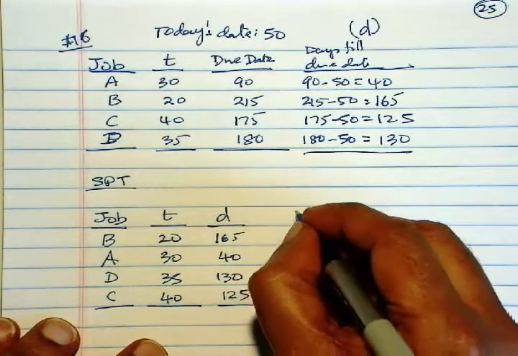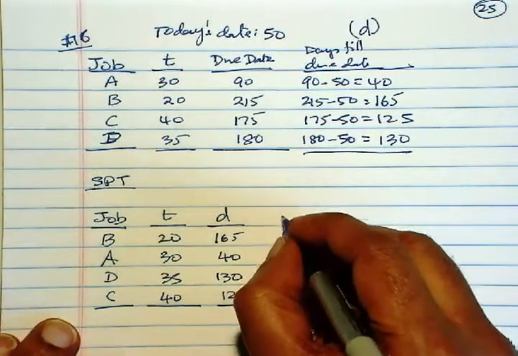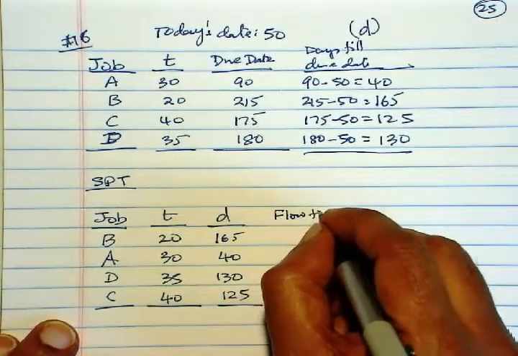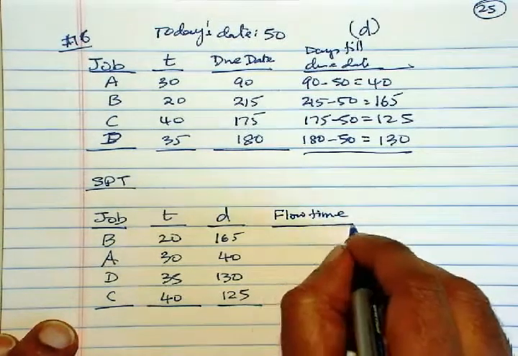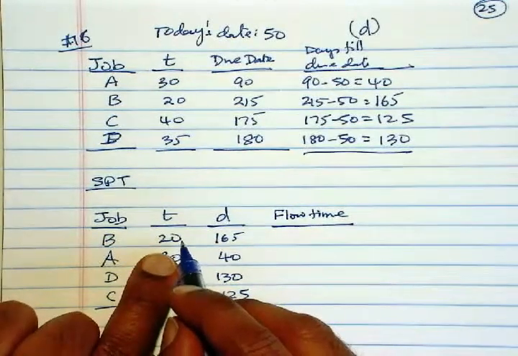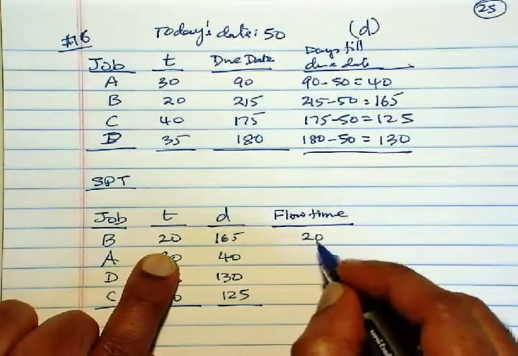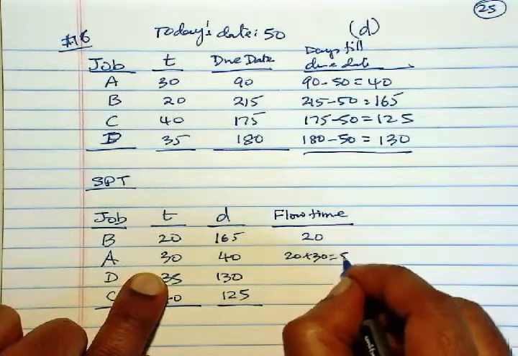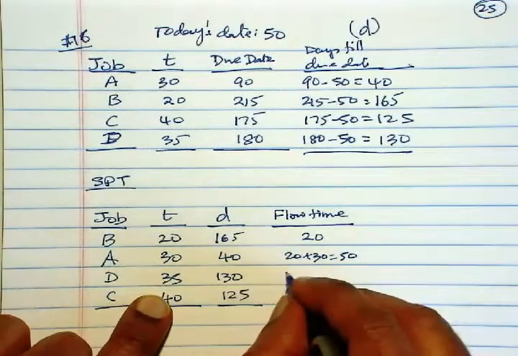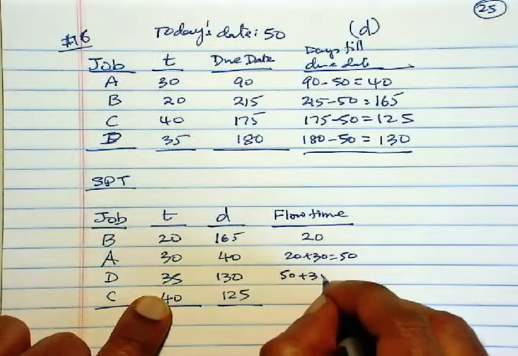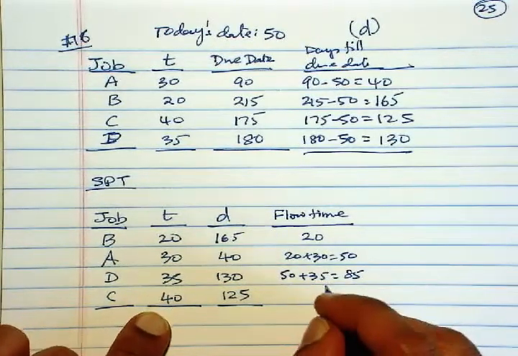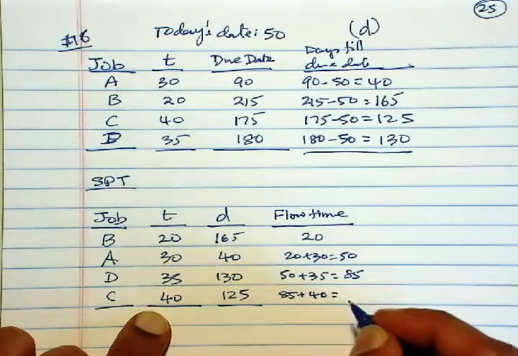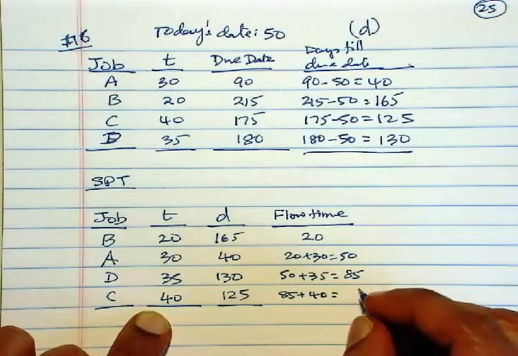So completion time, or we can call this flow time. Flow time and completion time are one and the same. So start with 20, and then 20 plus 30, okay, 50, and then 50 plus 35 is 85, and then 85 plus 40 is 125.